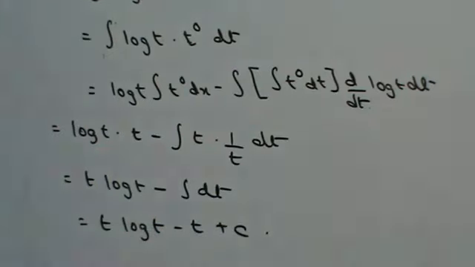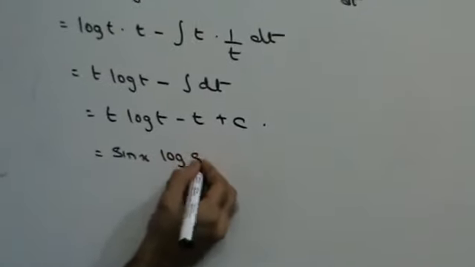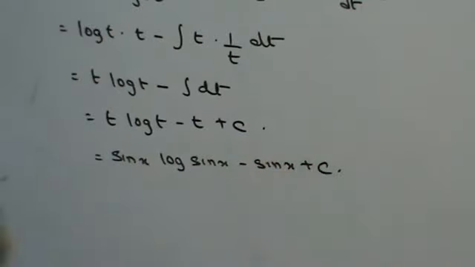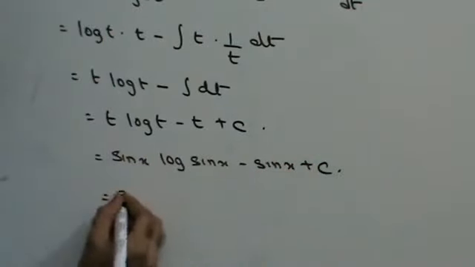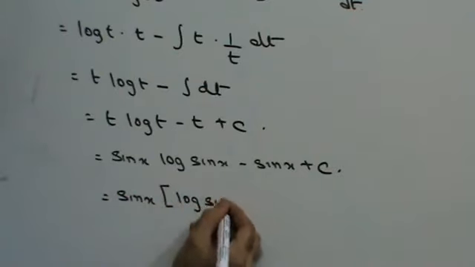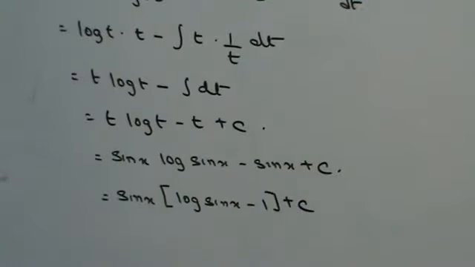Substitute the value of t, the value of t is sin x. So this is sin x log sin x minus sin x plus c. I would take sin x common here. sin x times log sin x minus 1 plus c. That will be your answer. Let's move on to the next one, guys.